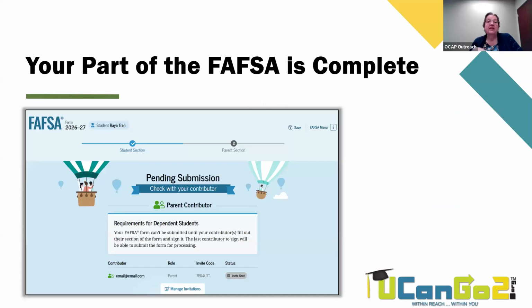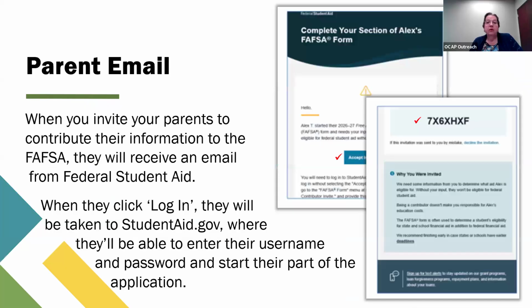If they are dependent and they have a contributor that they've invited, it's going to say pending submission, and that they need to check with their contributor, and it gives that information again about who's the contributor and their invite code.